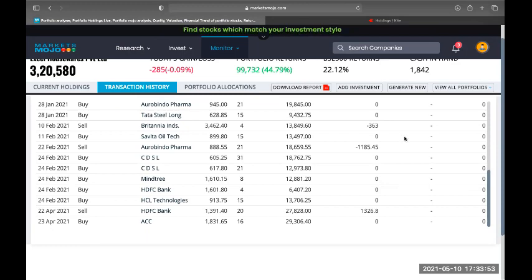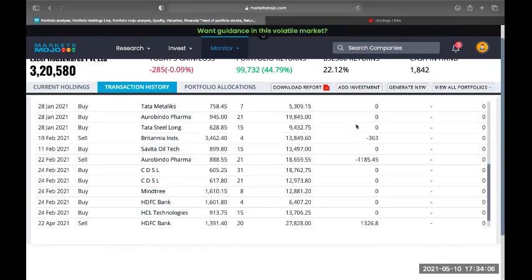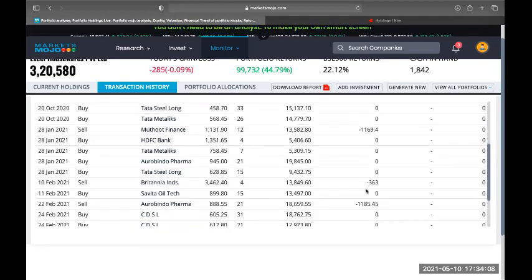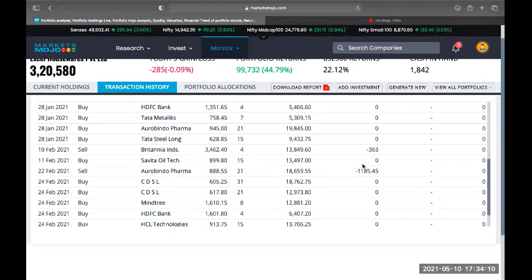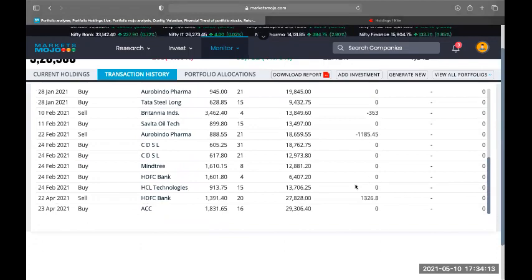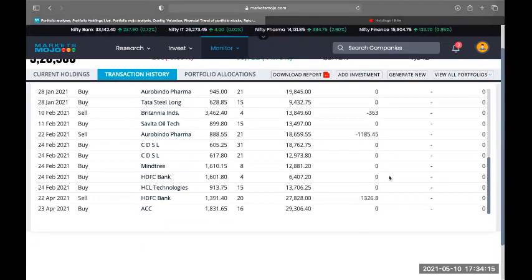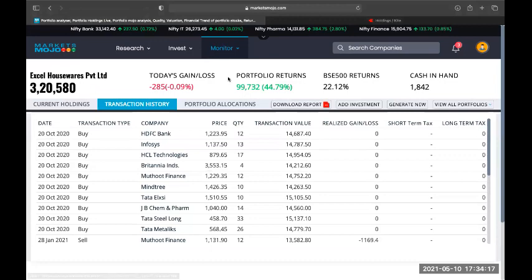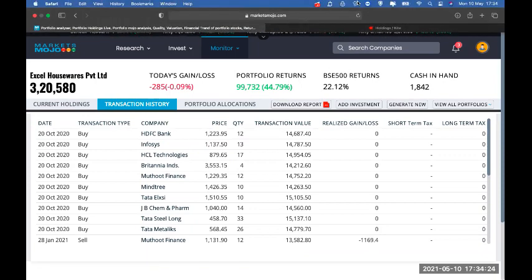So the minute there is a signal that a specific stock is not performing, immediately you will get an email asking you to exit. Your maximum loss is not going to be over 2,000 rupees, as you can see over here. 1169 is my loss over here. 363 is my loss. 1185 is my loss. 1326 is my profit. And I'm sitting on an unrealized profit of 99,732. So please feel free to ask more questions.